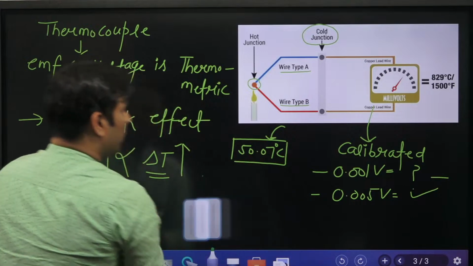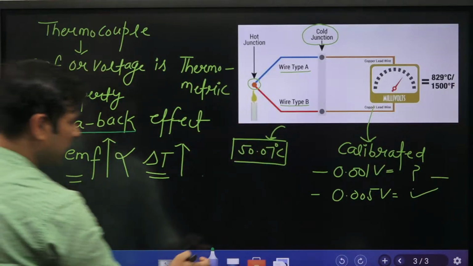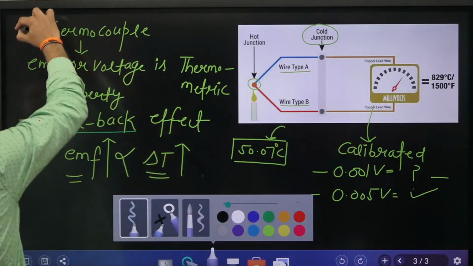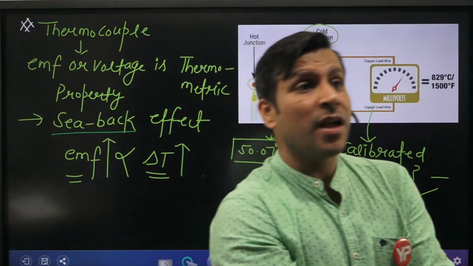Similarly, if you attach a voltmeter, you can measure the change in temperature. So I think this is now clear: what is the Seebeck effect, what is a thermocouple and how it works. The reverse of the Seebeck effect, guys, is known as a pyrometer.